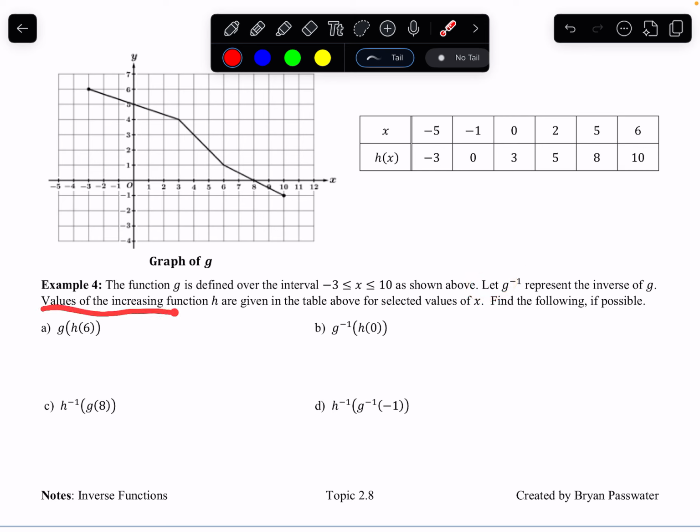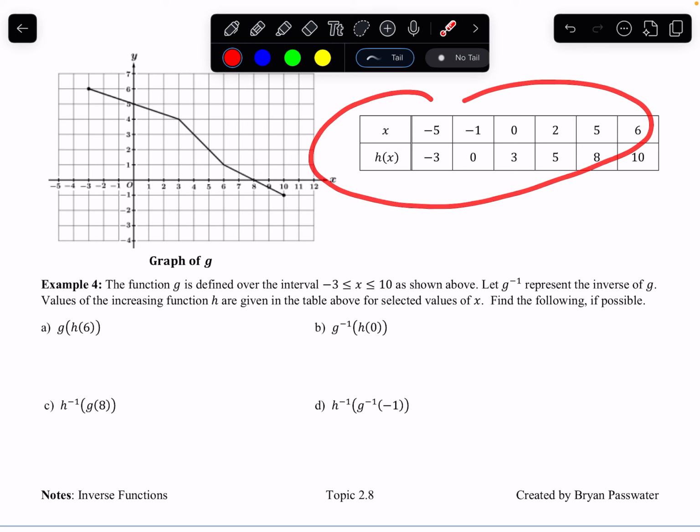Values of the increasing function h are in the table above. So this is h. That's your h function. And you have to find the following if possible. Let me run through all of them just to make sure I've covered everything. So g of h of 6. Find h of 6 and then put it into g.